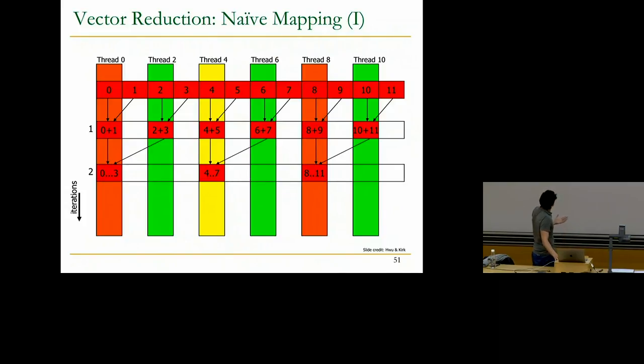And in the next iteration, half of the threads retire, only half of the threads remain executing the second iteration. Thread 0 will compute 0 plus 1 plus 2 plus 3, and so on. The problem here is that these threads are consecutive, so they belong to the same warp, right? And if they belong to the same warp, what we have here is that the SIMD utilization is 50% in the best case, in the first iteration is 50%.